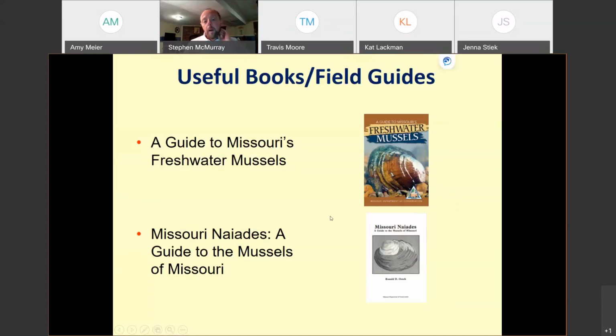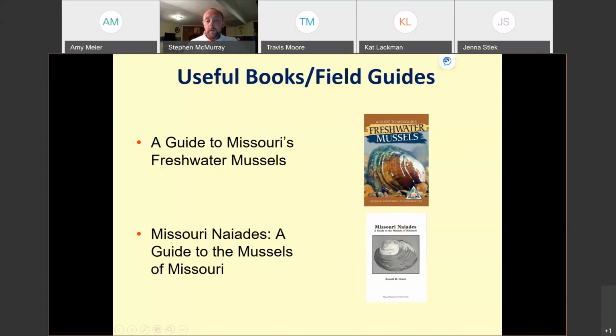Okay, but now I brought up a few books. There are a number of useful books and field guides that will be quite helpful to you in your journey. The first one, to toot our own horn here, is A Guide to Freshwater Mussels that myself and Travis and Andy and a few other people authored and pulled together.